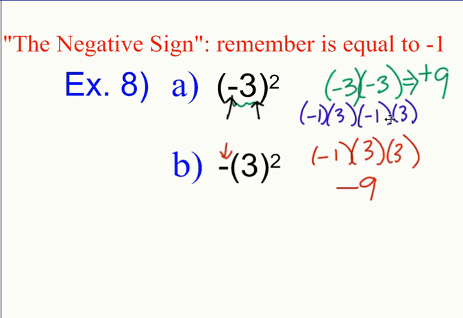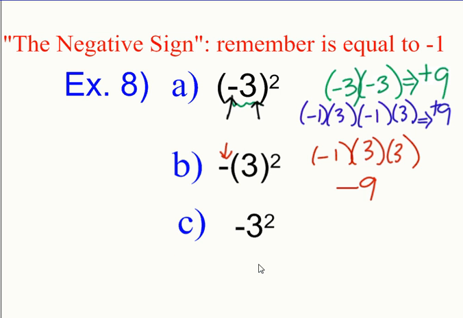1 times 3 times 1 times 3 is still 9. And there's only 2 negatives, so it still stays positive 9. So you see that idea that negative sign equals negative 1 is really true. Now let's take a look at this one last example here about the negative sign.